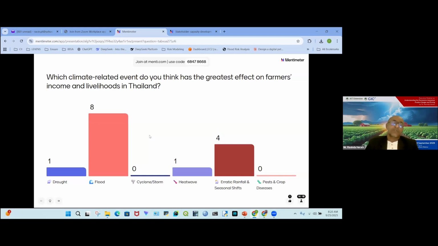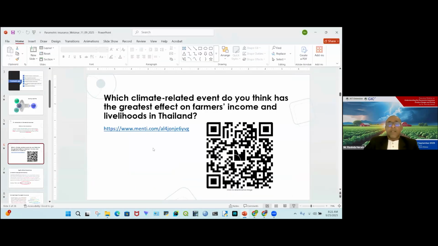This is because of your thoughts, and I think this is actually very important to get the idea from participants how you are looking at the perils, how you are looking at the risk of climate in each context. According to your comment, flood is a major risk in the Thailand context. Okay, we'll talk about how we can provide the solution for this kind of peril in parametric insurance, right?